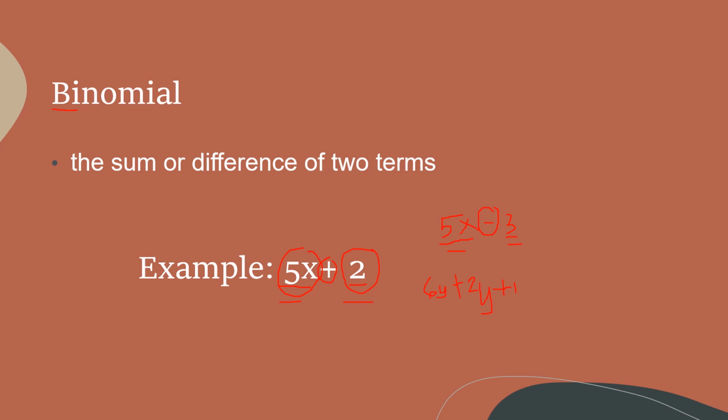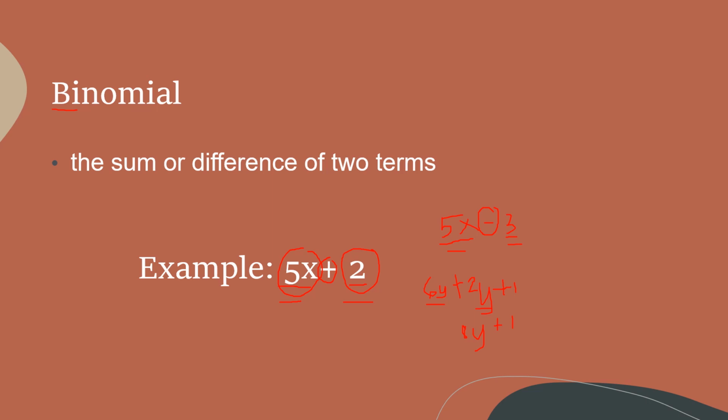Yes, this is a binomial. Why? Because 6y and 2y are like terms. If they are like terms, we can add them. So 6y plus 2y is 8y plus 1. If they are like terms, you can add them, or you can subtract them if the given operation is subtraction.